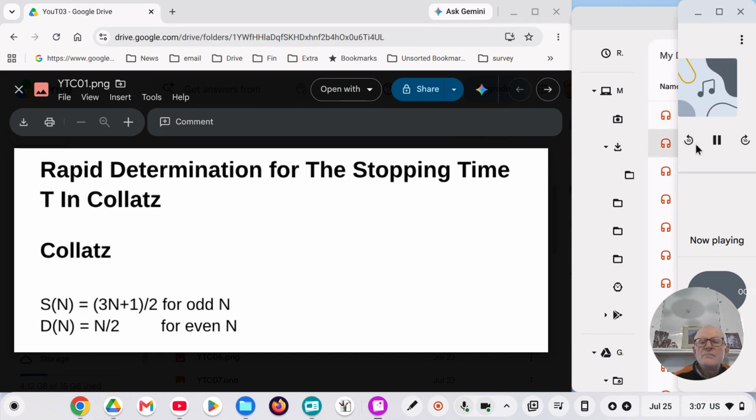First we define Collatz. S of n equals (3n plus 1) all divided by 2 for odd n. So dividing by 2 is now part of a single step for odd n. And d of n equals n divided by 2 for even n.